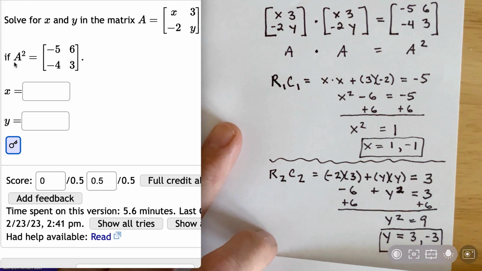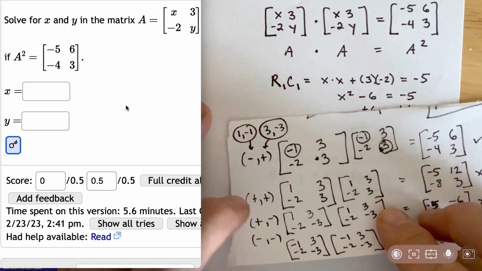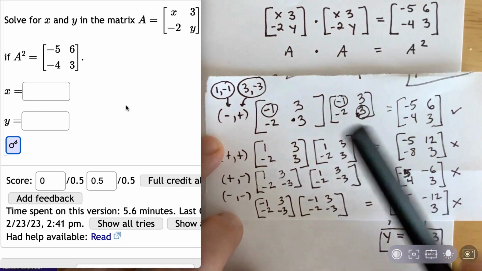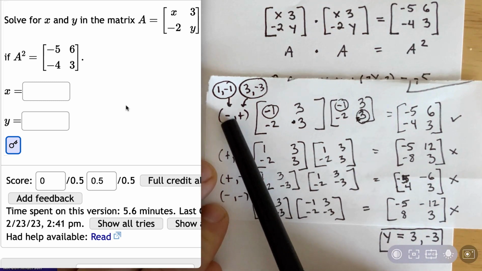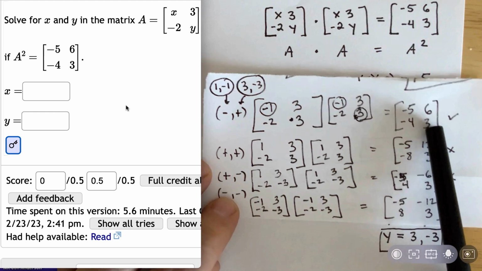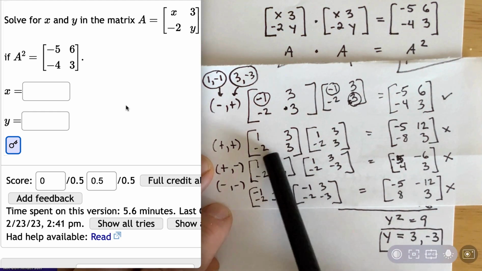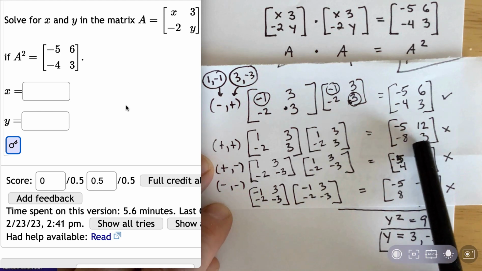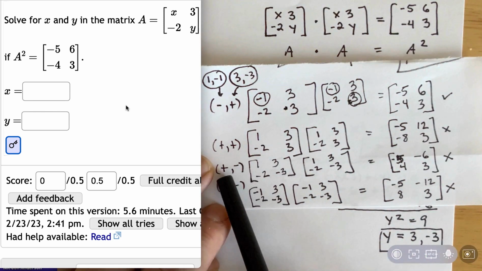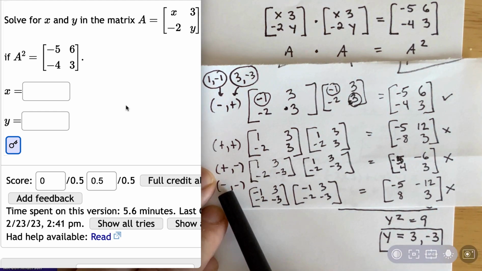For you to know what the answers are that go in the blanks for your homework right here, you have to figure out what is the right combination of positive and negative 1s and 3s. I've already taken time to do that, and I went through each possible way of doing it. If I were to do a -1 and a +3, that answer actually equals what it's supposed to be right here. But when you do a +1 and a +3, it doesn't work. It does not make the same matrix as this. Same thing as a +1 and a -3, that doesn't work.